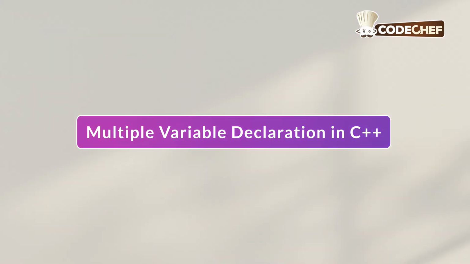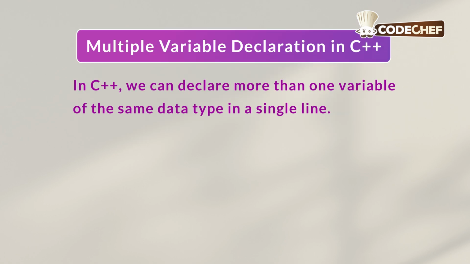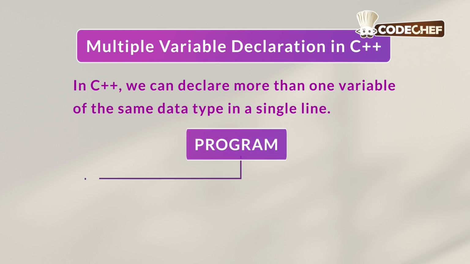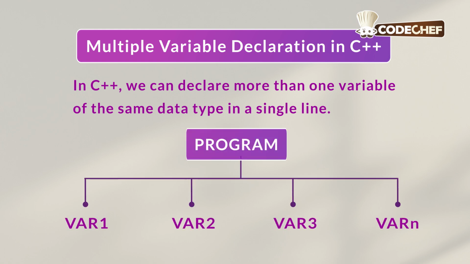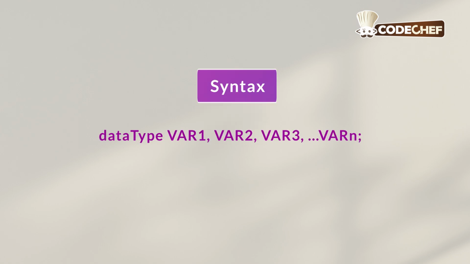The first topic in variable operations is multiple variable declaration in C++. In C++, we can declare more than one variable of the same data type in a single line instead of writing each declaration separately. This helps make our code shorter and cleaner. Coming to the syntax of how to declare multiple variables in a single line, we first write the data type and declare the variables with variable names like data type var1, var2, var3 and so on, and then a semicolon.